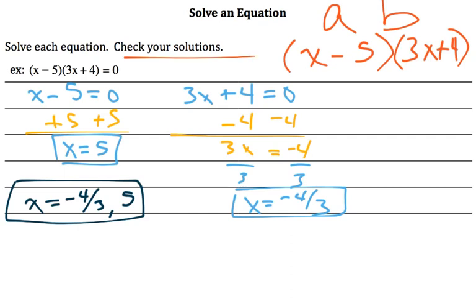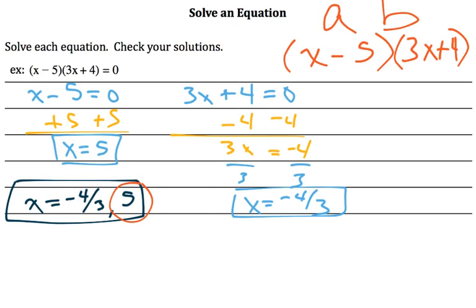Now, it says check your solutions, but we're going to do this in our heads. So let's first try the easiest option of the two. I'm going to plug 5 in here, and sure enough, 5 minus 5 gives me 0, which means that 0 times whatever this is would work out, and I would get 0. If that check is too quick, we can talk about those.